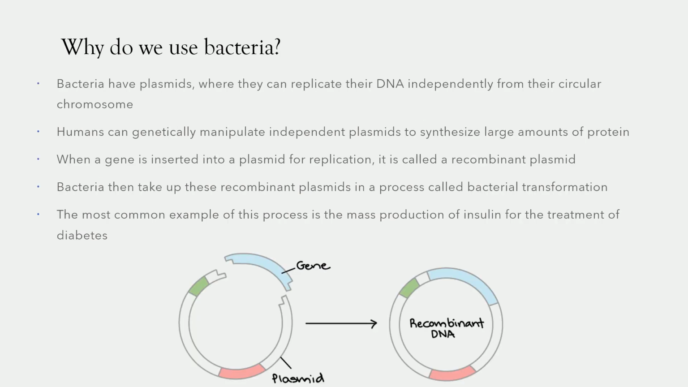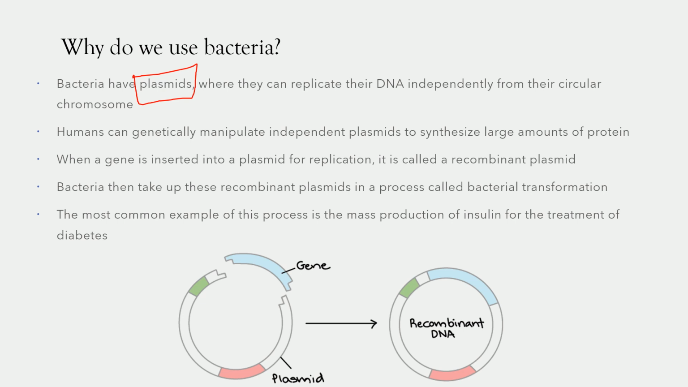So why are we using bacteria yet again? Bacteria are really good for this process because they have these things called plasmids. Our DNA is tightly wound up into chromosomes in our nucleus, whereas bacteria don't have a nucleus. They have a circular DNA chromosome, and they also have these things called plasmids. These plasmids are really easy to manipulate, and they're really quick at replicating. That's why we use these, because we can make many genes and many proteins in a really short period of time. So we can manipulate these plasmids to synthesize our proteins for us.